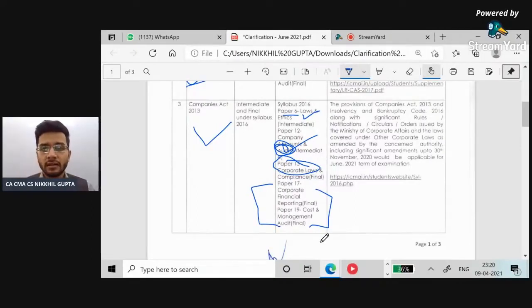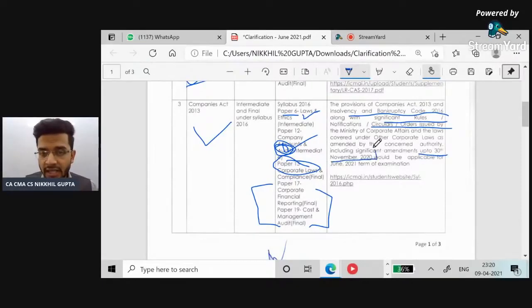To whatever extent the relevant part is there in these particular subjects, all those relevant parts are amended. So let's see what amendments are applicable. So the provisions of Companies Act 2013 and Insolvency and Bankruptcy Code 2016, along with significant rules, notifications, circulars, orders issued by the ministry, as amended by the authority, up to 30th November 2020. So the last date up to which the amended notifications are applicable is 30th November 2020. Whatever amendments have taken place prior to 30th November 2020, they'll be applicable for June 21 attempt.